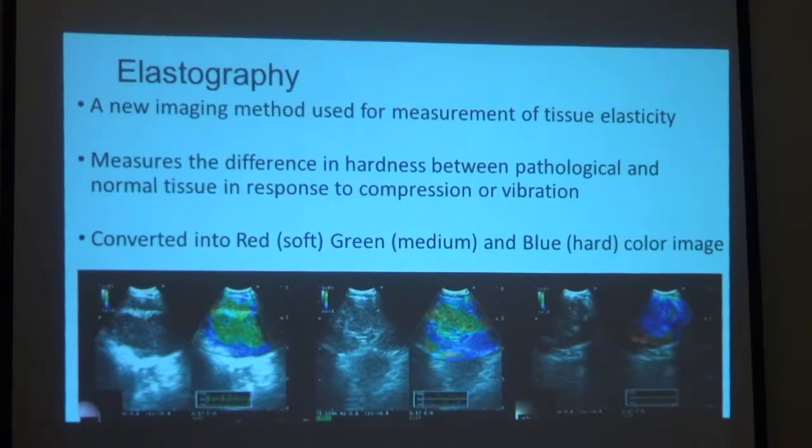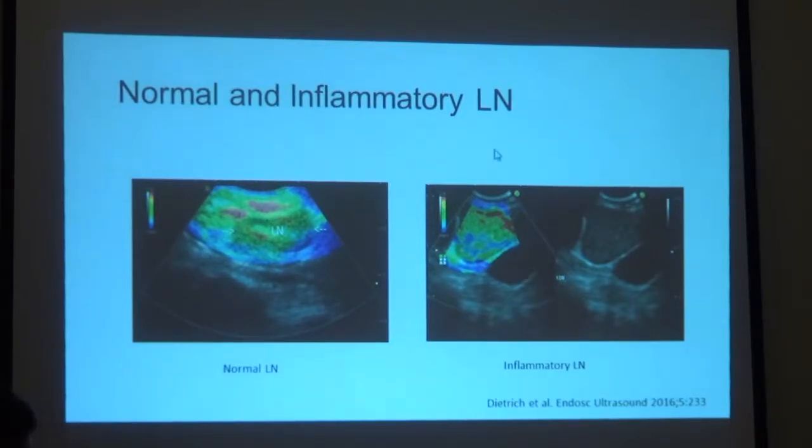And then it changes the signal into RGB, so either red, green, or blue, okay? Red being the softest, green intermediate, and blue being hard, okay? So hard is thought to be tumor, like here, and this is either normal or reactive inflammatory. So how does normal inflammatory look? You basically want to think about it as all colors but not blue, so green or red. And usually the cortex is the hardest part, while the inside of the normal inflammatory lymph node tends to be softer.